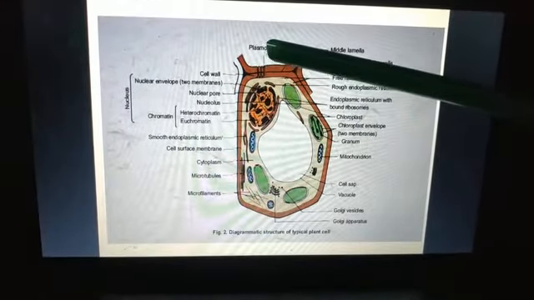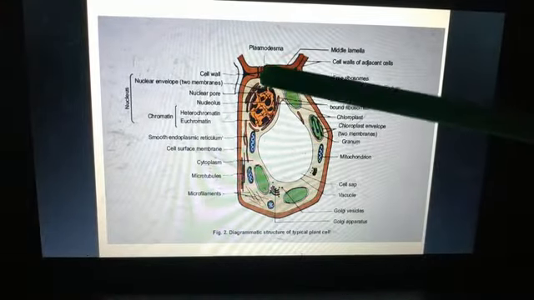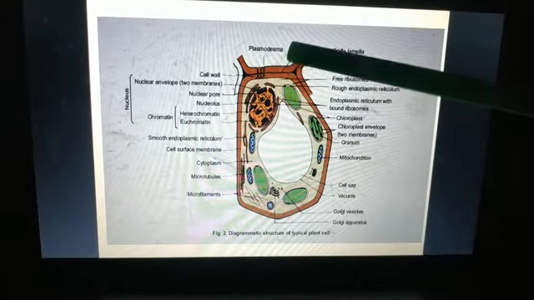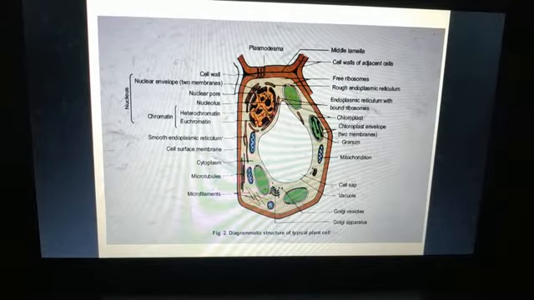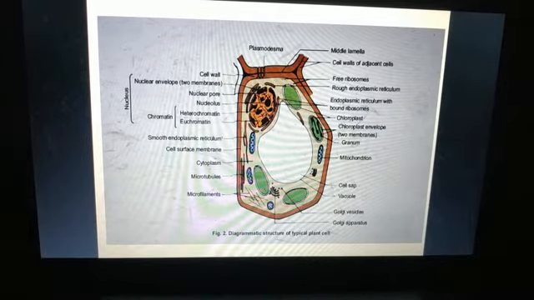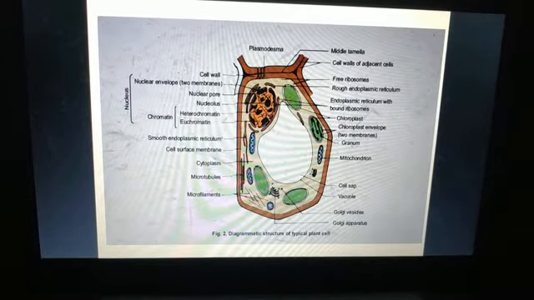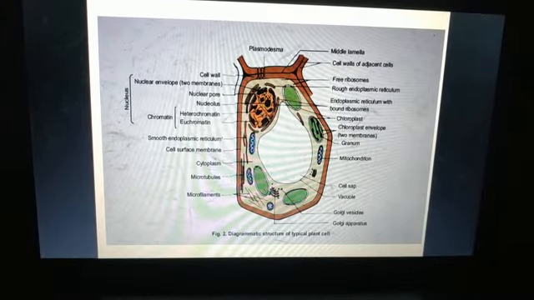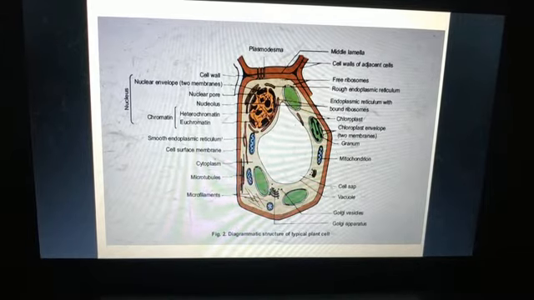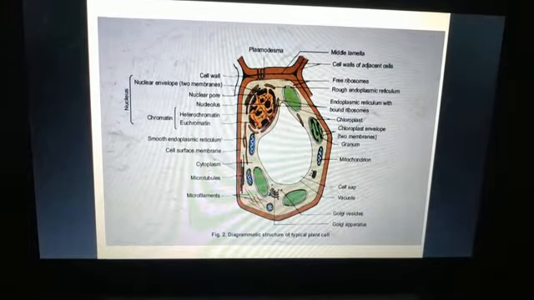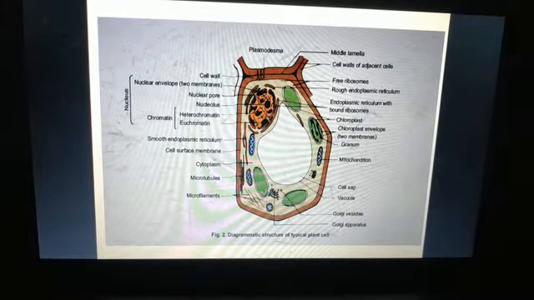Now in cell wall, small pores or channels are found. These are called as plasmodesma or plasmodesmata. So these are the pores or the channels found between plant cell wall, and they allow molecules and signals, that is communication signals, to pass between the plant cell. So you can say this plasmodesmata allow cells to be interconnected. They connect two cells.